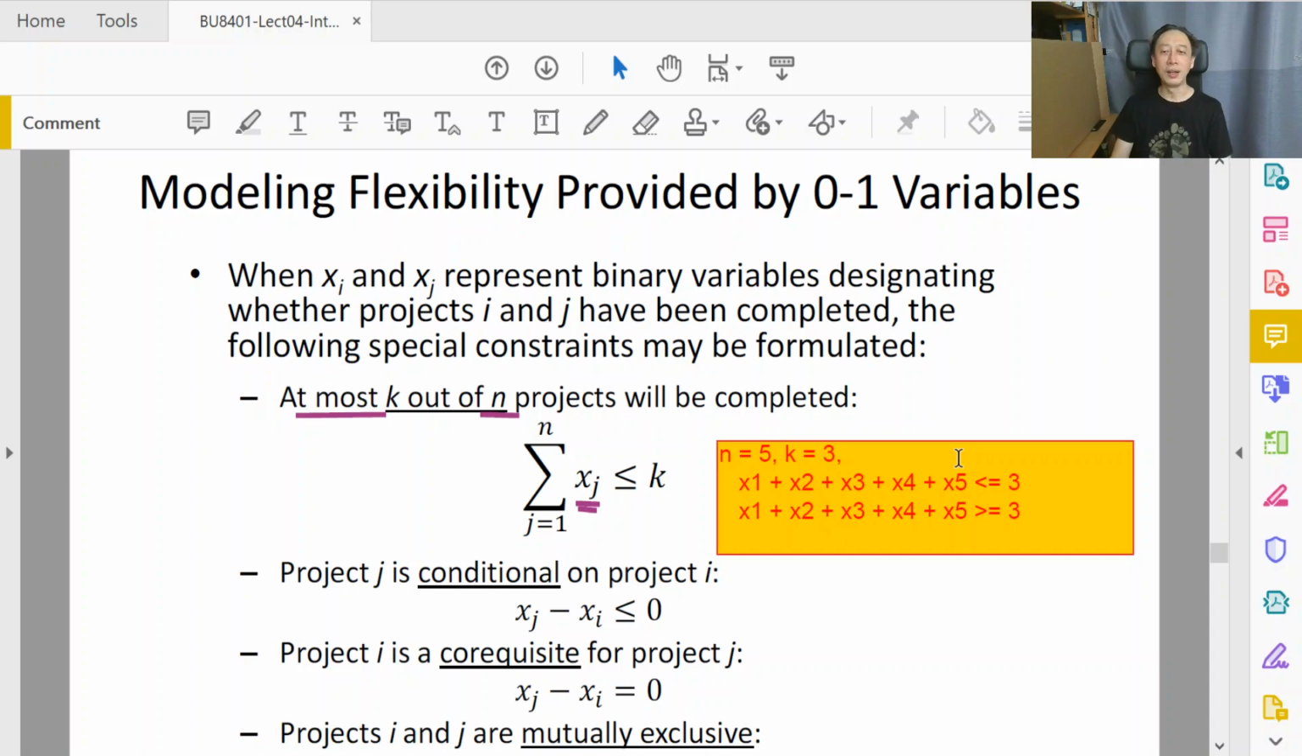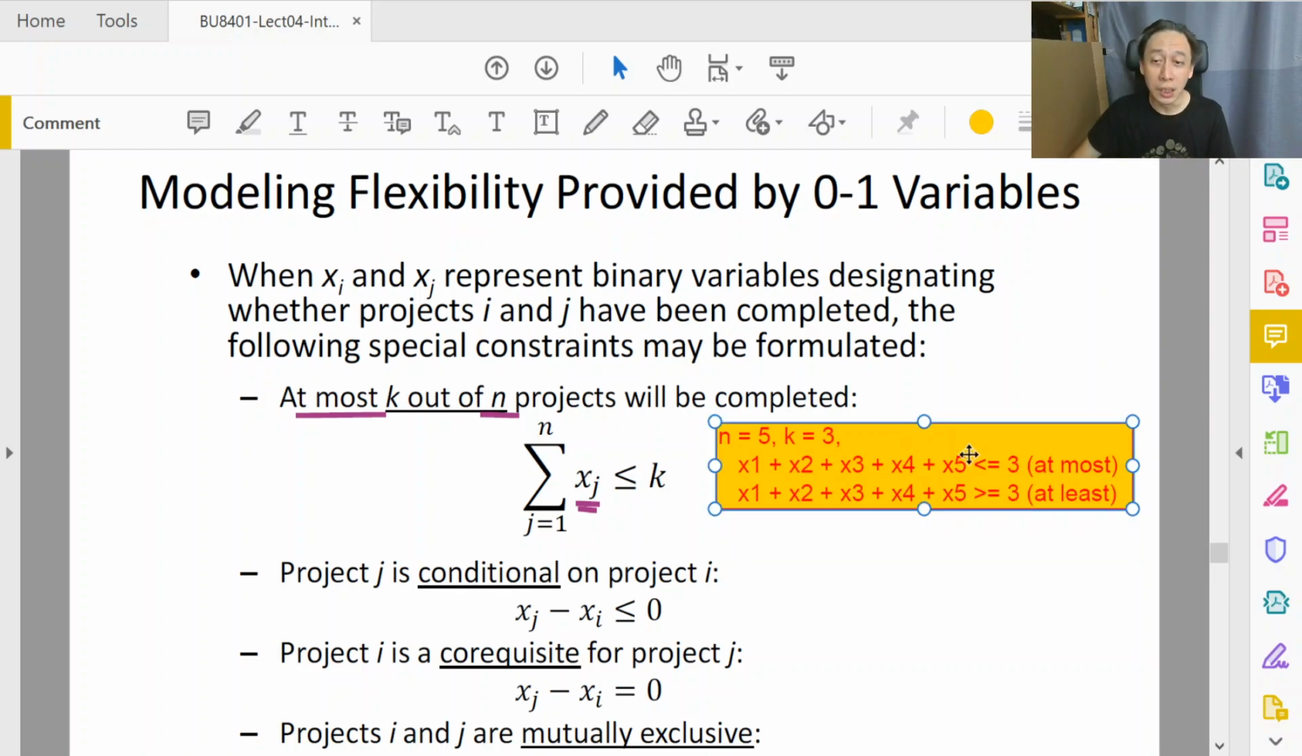So you see that it's very important to write the sign carefully. So this is at most, right? And this is at least. Just a tweak of a symbol changes the constraint, the meaning, and the solution immediately. So it's very consequential. Okay, what if we need to have exactness?